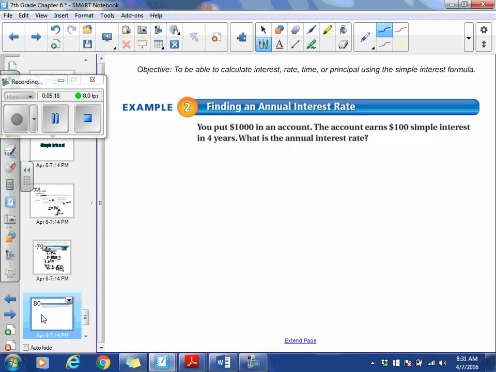Okay, here's another case where interest is good. You're getting paid interest. Well, let's start with our formula. Since we're finding an interest rate, we know we're going to need our formula. Interest equals principal times rate times time. All right, you put $1,000 in an account. There's my principal, the amount you deposit or the amount you borrow. The account earns $100 simple interest. They're telling us the interest. In 4 years, there's our time. What is the annual interest rate?